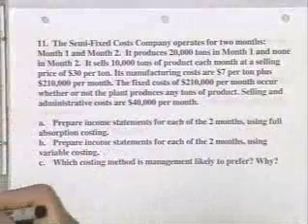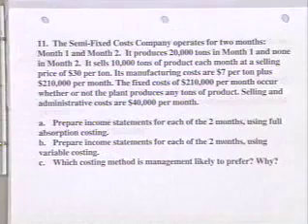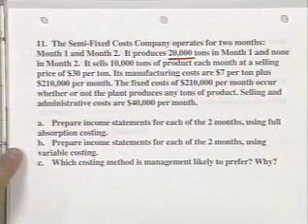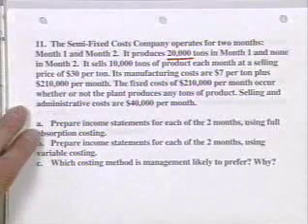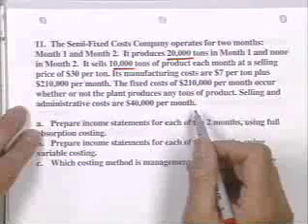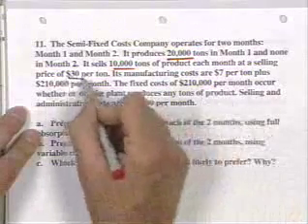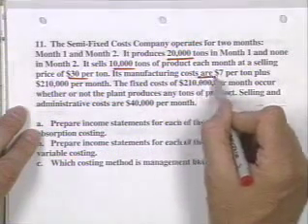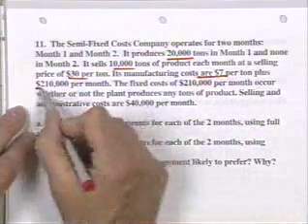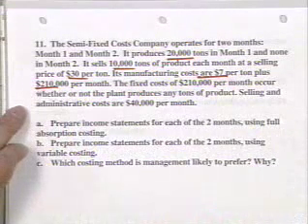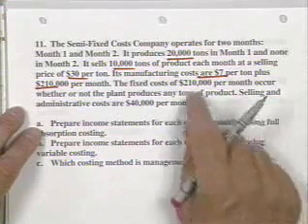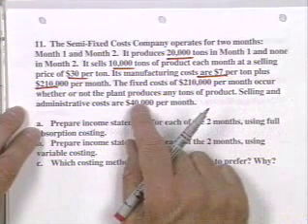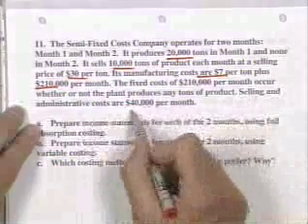Here's a company that operates for 2 months. It produces 20,000 units, in this case tons, in month 1, and has 0 production in month 2. Now, it sells 10,000 tons each month, and the selling price is $30 per ton. The manufacturing costs are $7 per ton. Think of those as variable costs, plus $210,000 in fixed costs. These fixed costs per month happen whether or not the plant produces any tons of product. Selling and administrative costs are $40,000 per month.